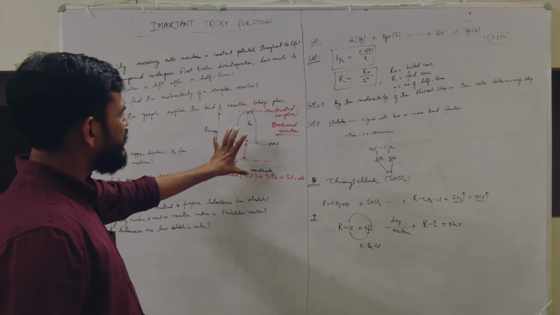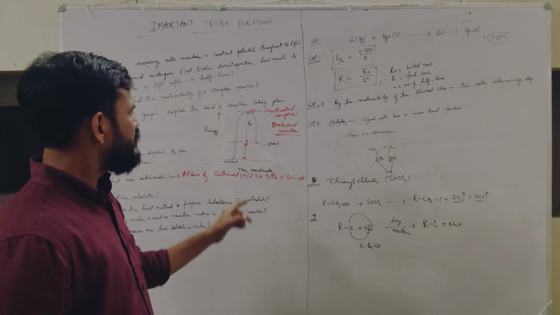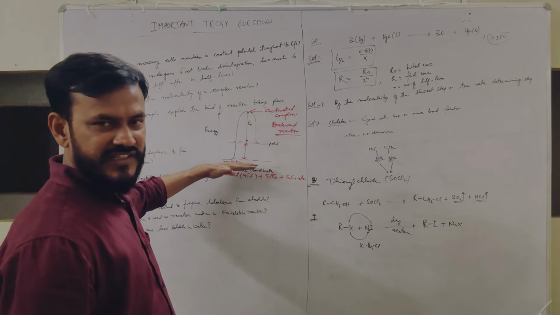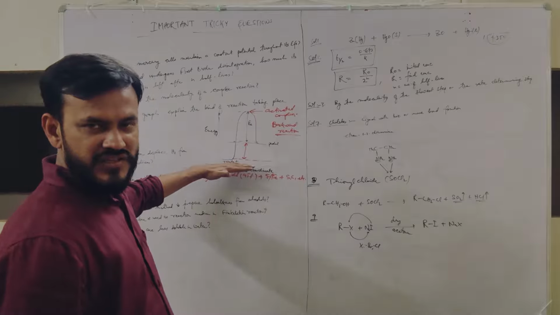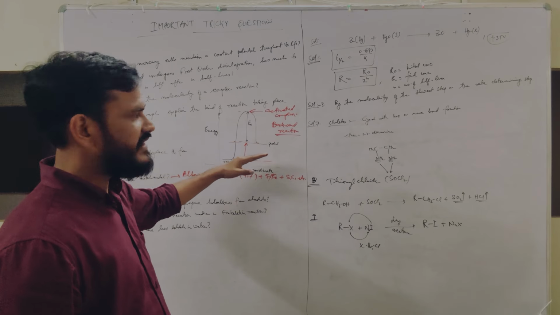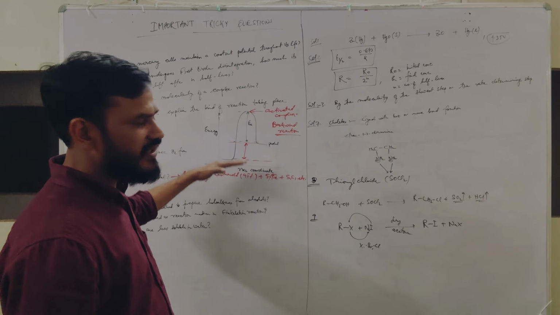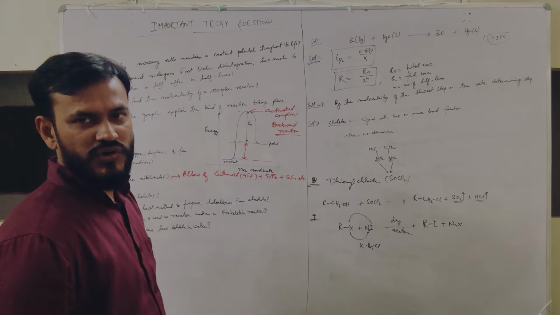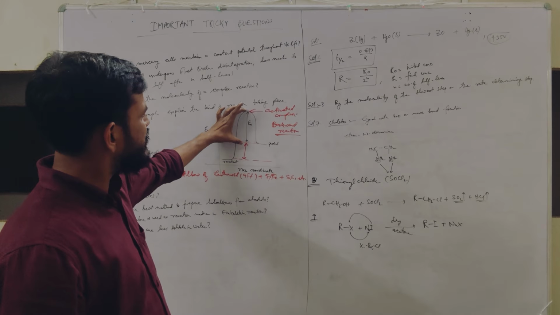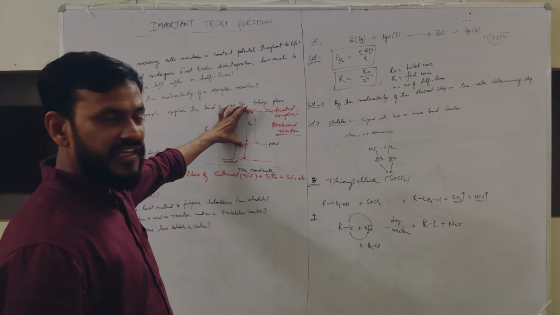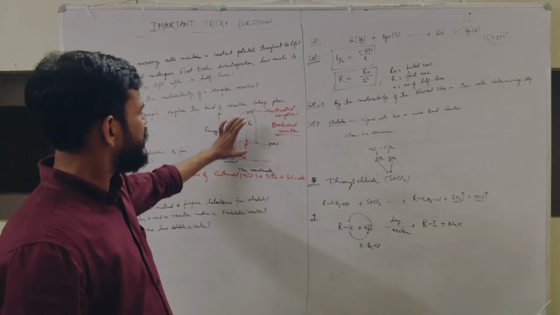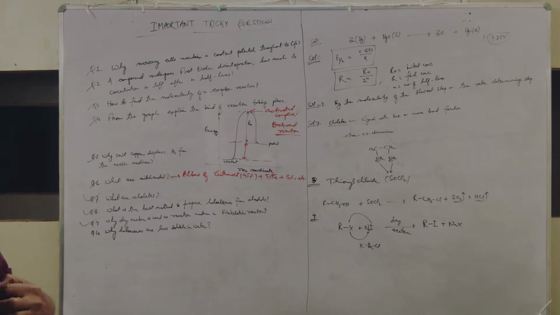So now we come to the next question. From the graph, explain the kind of reaction taking place. You see, guys, here the product is at higher energy and the reactant is at lower energy. So reactants are more stable than product. That only means that the reaction is taking place in the backward direction. The product and the activated complex are separated by the energy gap EA, which is the activation energy. And this reaction is backward.